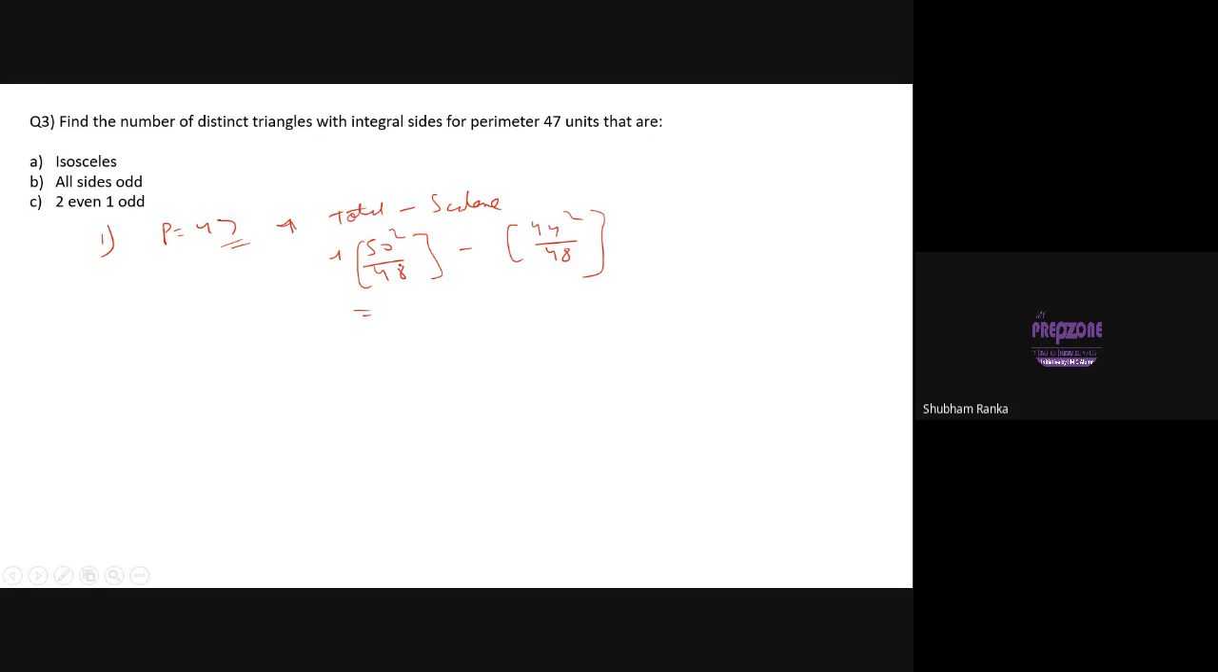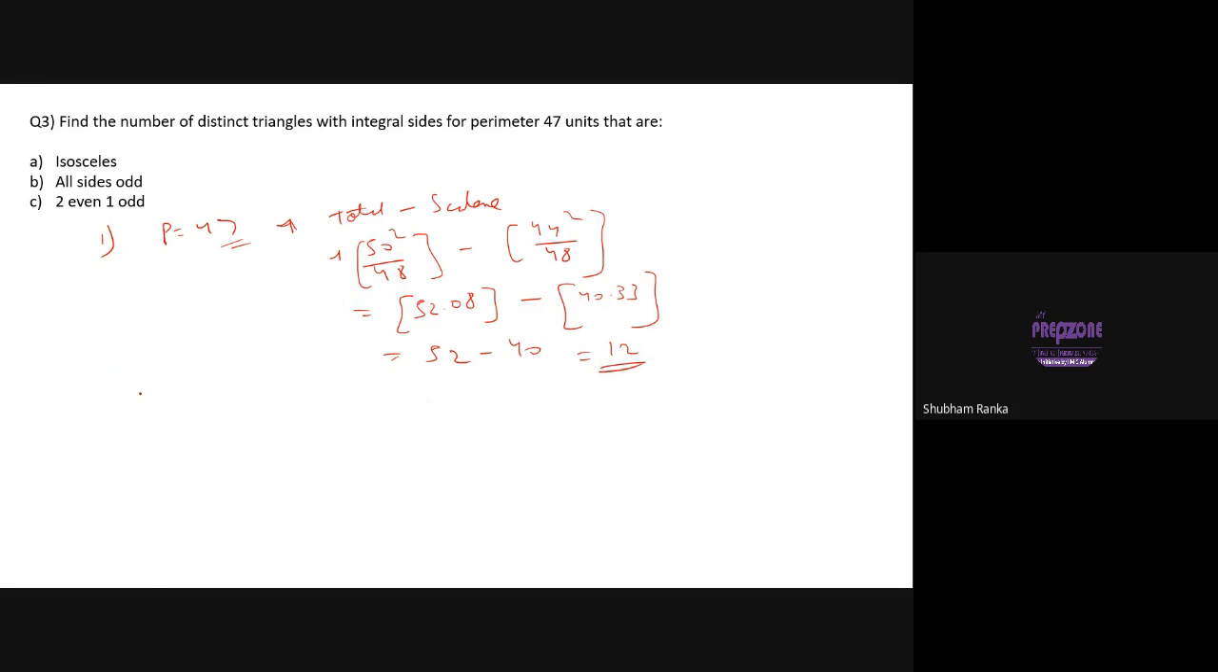Now, to the query that somebody had: if we use the calculator to calculate 50 square by 48, I just did it live, and it gave me 52.08. If I do the same here, 44 into 44 by 48 gives me 40.33. The closest integer of 52.08 is 52, minus the closest integer of 40.33, which is 40. So there will be 12 isosceles triangles. This is from the formula, and if they ask you this question, they are expecting you to use this formula.